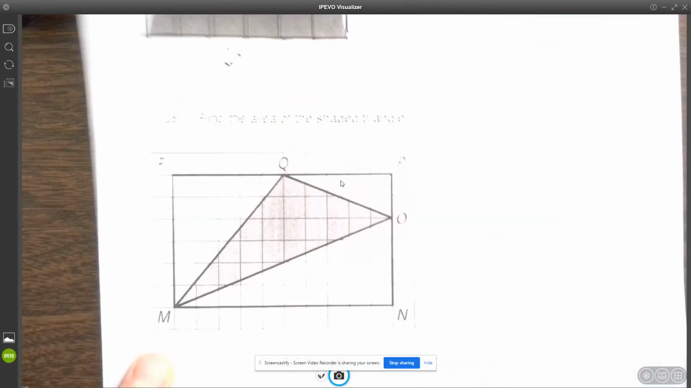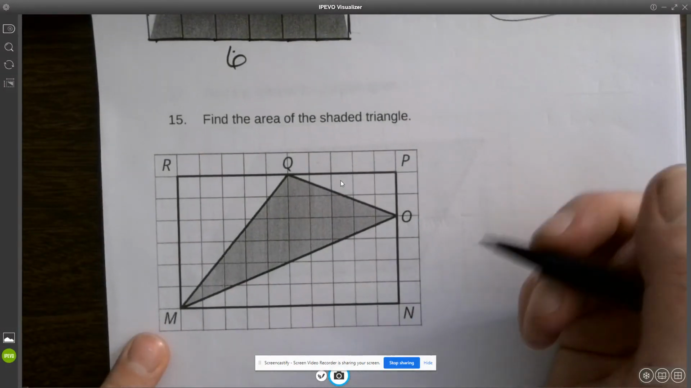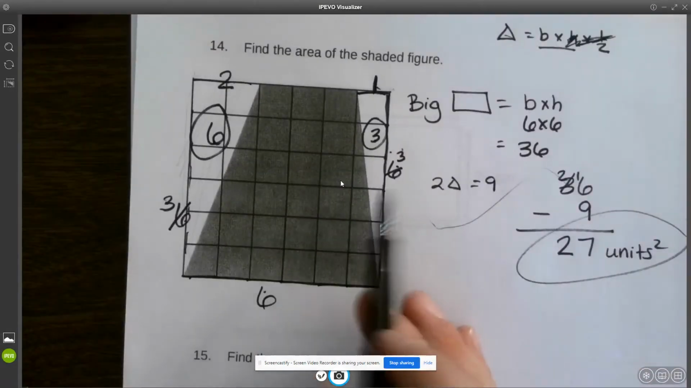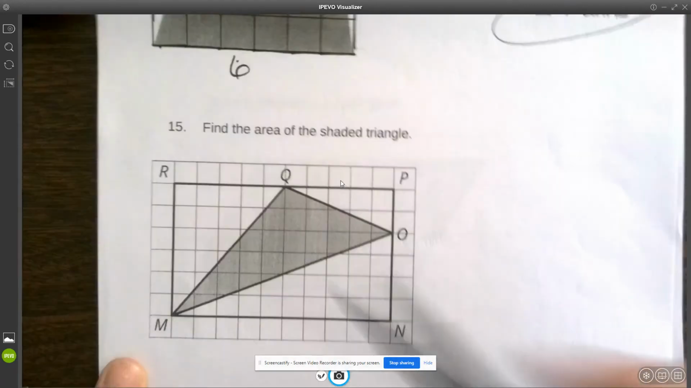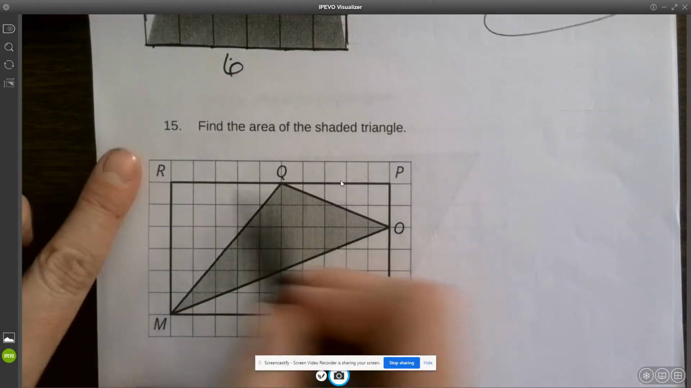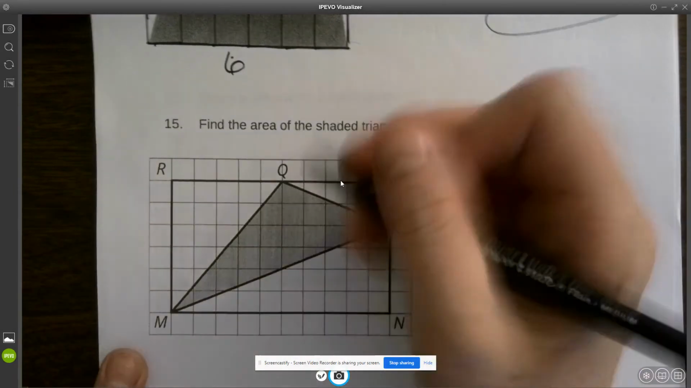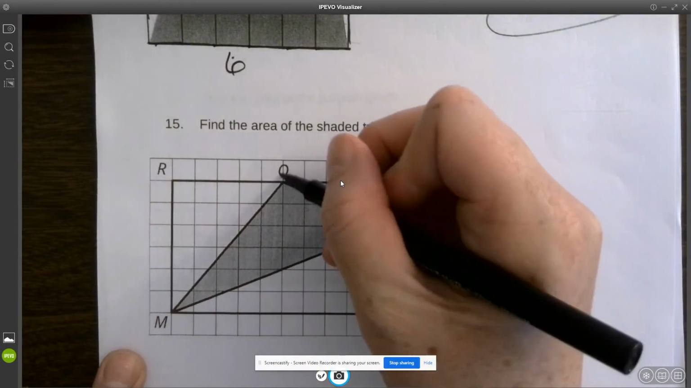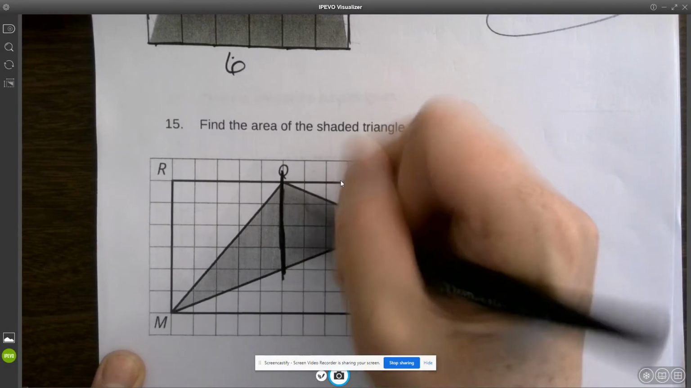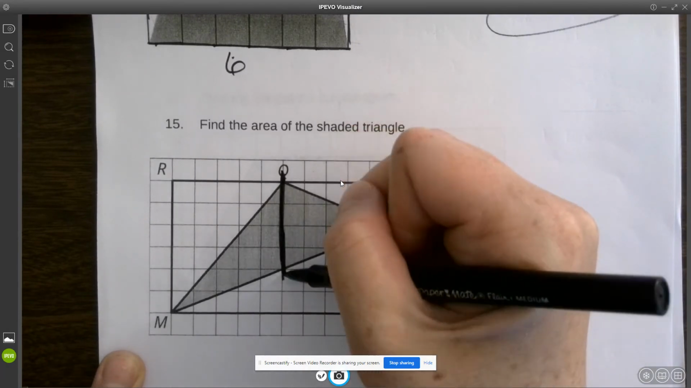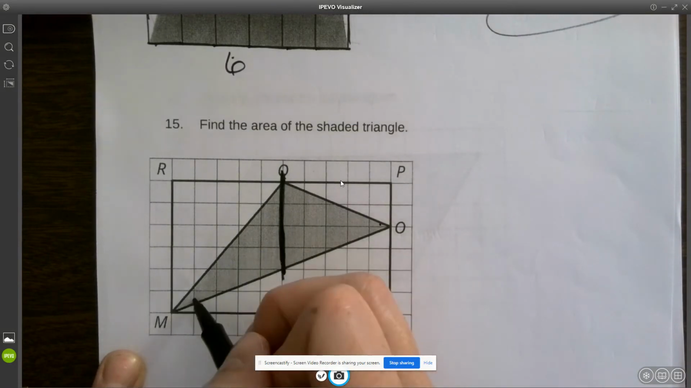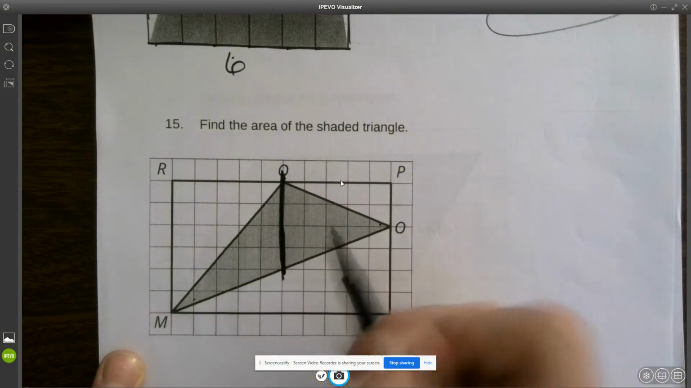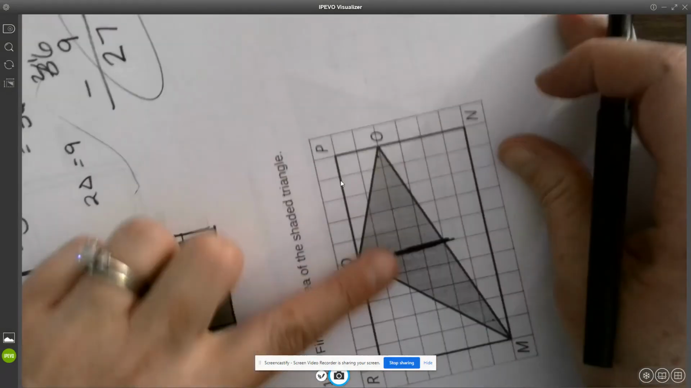It says find the area of the shaded triangle. For this one, what I recommend, you could do it just like this one. You could find the whole entire big rectangle and then subtract these triangles right here. But this one I can easily cut this in half right here and have a solid base right here for both of them. And then I have a triangle here, and I have a triangle here, and then I can just add them together. So let's first do this triangle right here.